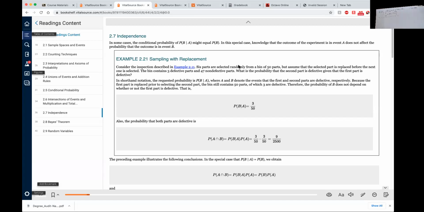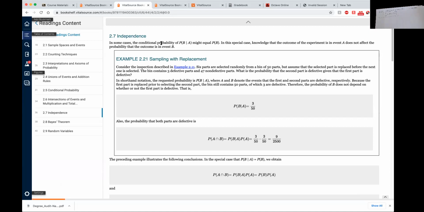In this video, I'm going to cover section 2.7, independence. Last time we learned about the multiplication rule and the total probability rule, right? So we could figure out the probability of an event using the conditional probability. Now let's look at independence.